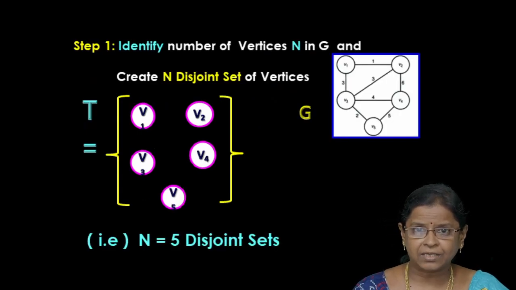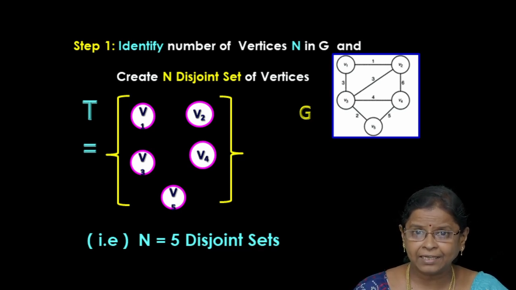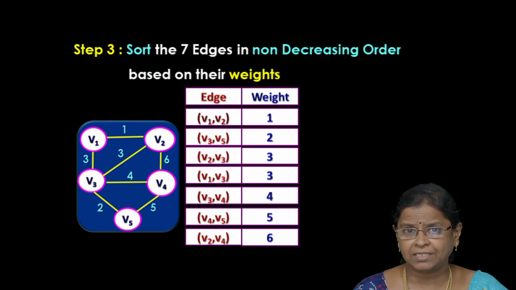For this, in order to construct the minimum spanning tree, we have to identify how many number of vertices in G, and we have to create n disjoint subsets. In this example, n is equal to 5. Therefore, we have to create 5 disjoint subsets, one for each vertex and containing only that vertex. Next, identify all the edges in G and list the edges. Here the number of edges in the given graph G, that is E, is equal to 7. Next, sort all the 7 edges in non-decreasing order based on their weights.